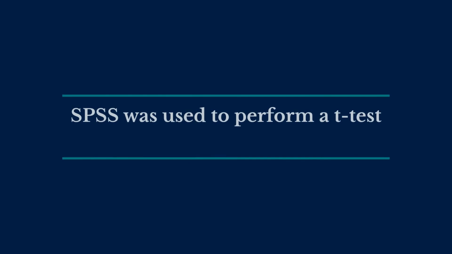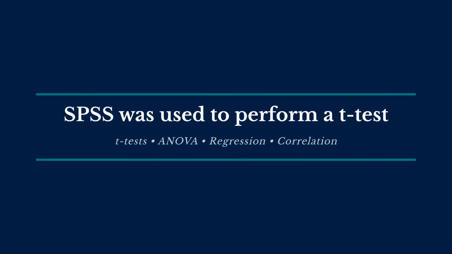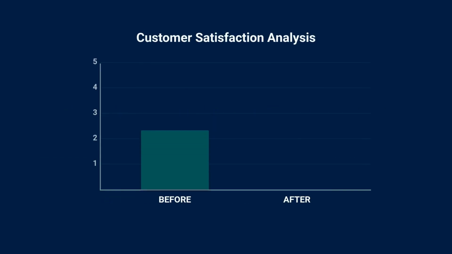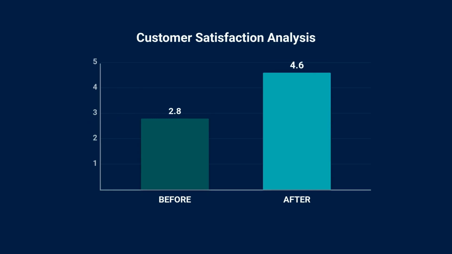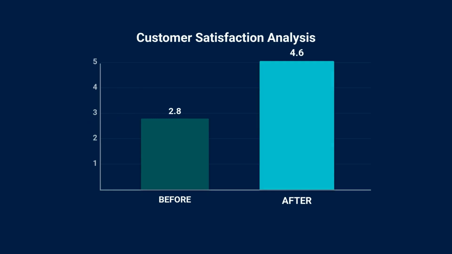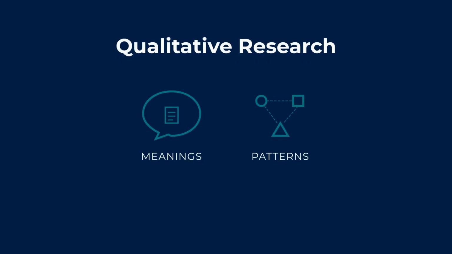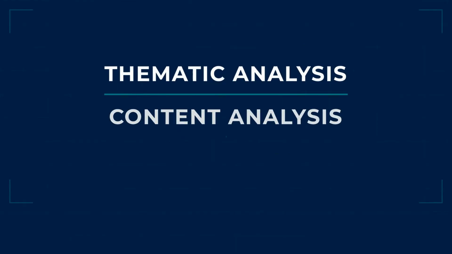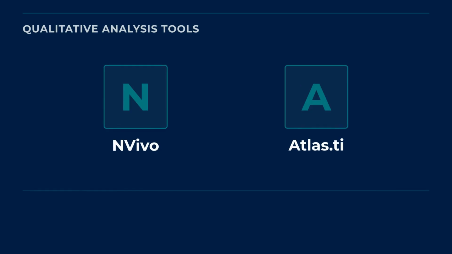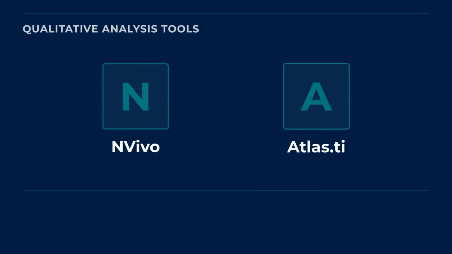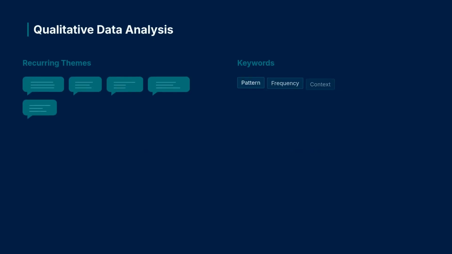For example, SPSS was used to perform a t-test to compare the average satisfaction scores of customers before and after implementing the new service policy. For qualitative research, the analysis involves understanding meanings and patterns. Techniques like thematic analysis or content analysis are common. Software such as NVivo or Atlas.TI can help organize and analyze qualitative data by identifying recurring themes or keywords.